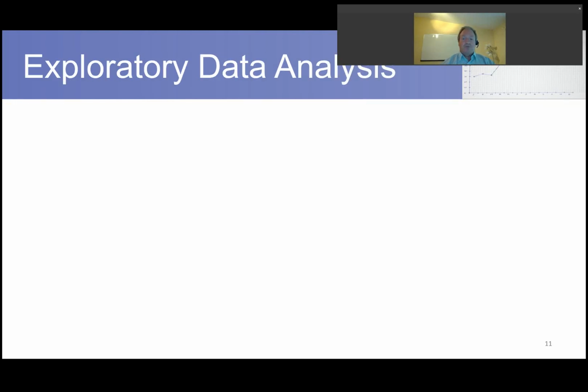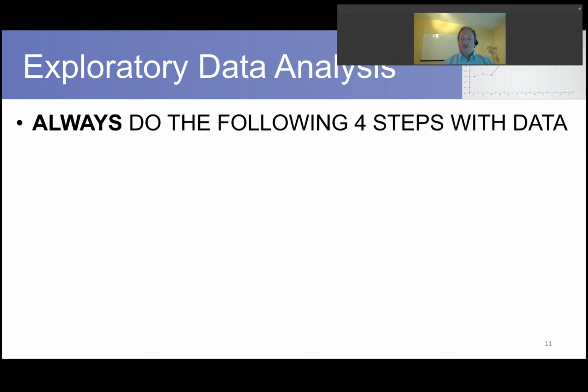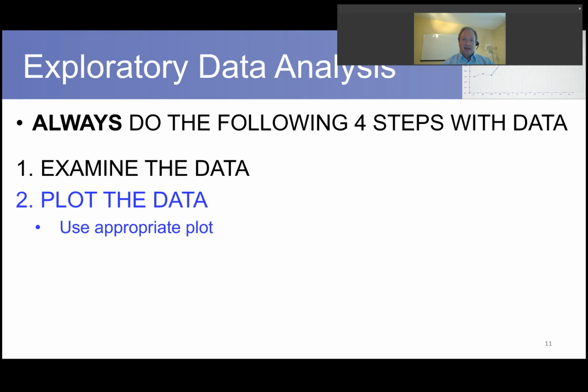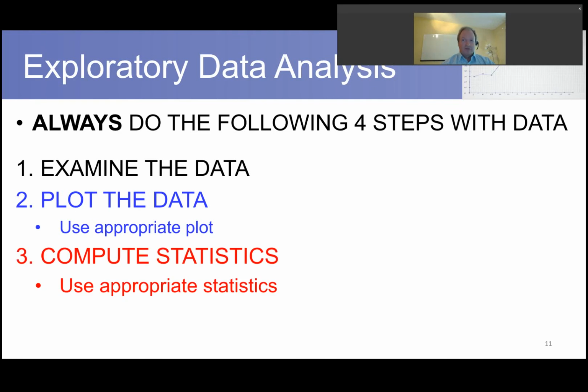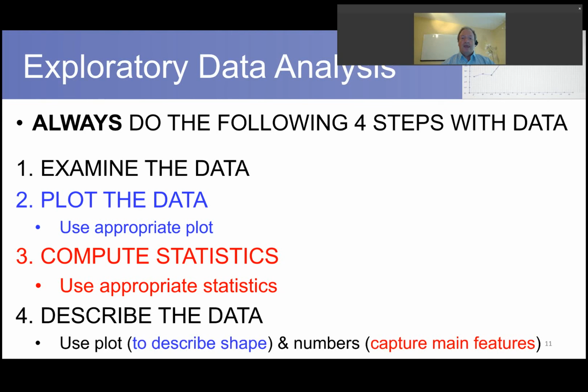Okay, brief review of exploratory data analysis. It's a way that we get information from a data set. And we always do the following 4 steps. We examine the data, we plot the data, we compute numbers from the data, and then we combine the plot and the numbers to give a complete description of the data. In the next 4 videos, we're going to look at each of these steps and see how we actually perform them, what we do, and how we carry out these operations using StatCrunch.